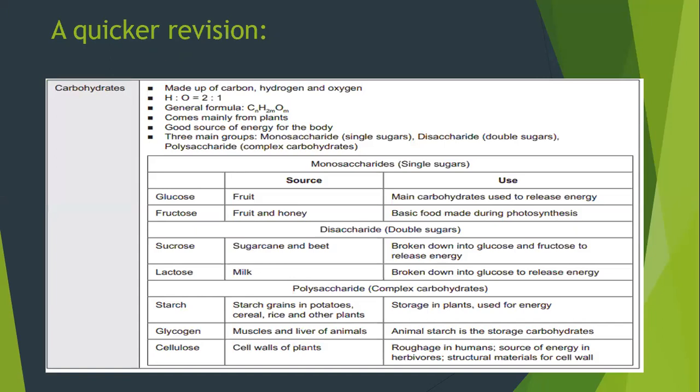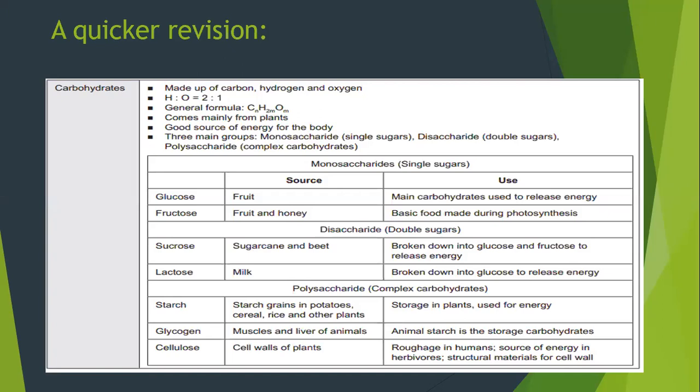What are the carbohydrates? Made up of carbon, hydrogen, and oxygen. The H:O ratio is 2:1, that is same as in the case of water. General formula is CnH2mOm. Comes mainly from the plants. Good source of energy for the body. Three main groups are there: monosaccharides, single sugar; disaccharide, double sugar; polysaccharide, complex carbohydrates.